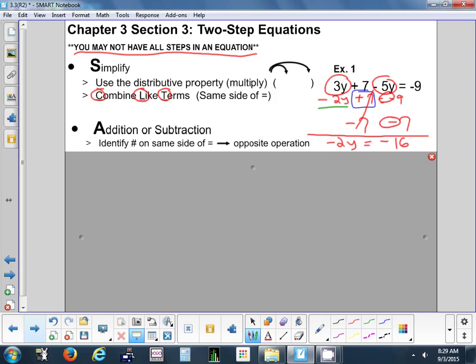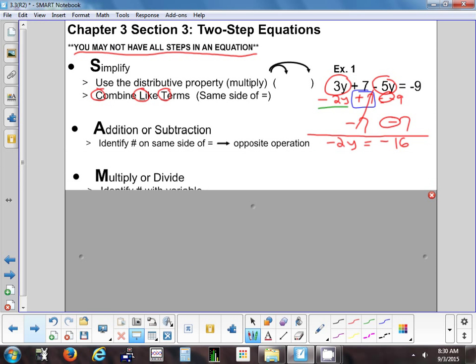So, what's the last letter? M, right? That was the last one. Sabrina, what do you think that M stands for? Multiply, right? And then there's an or. What do you think the or is? Multiply or divide. That's our last step. All right, we want to multiply or divide.